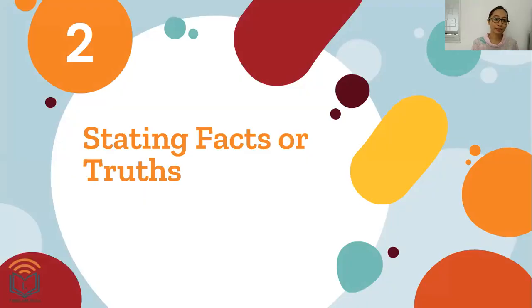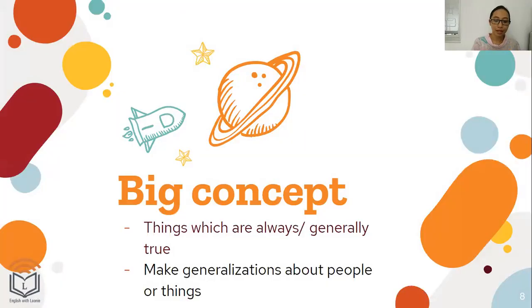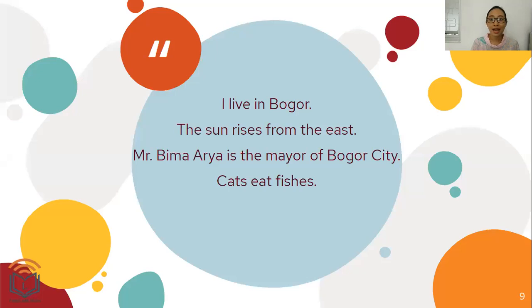And the next is stating facts or truths. Facts is something that we consider true. It is not gossips, but it is facts, okay? Or it can also be generalizations about people or things. Let us see the example. I live in Bogor, okay? That sentence is a fact because, yeah, I just live in Bogor, okay? It's a fact. So you use simple present tense.